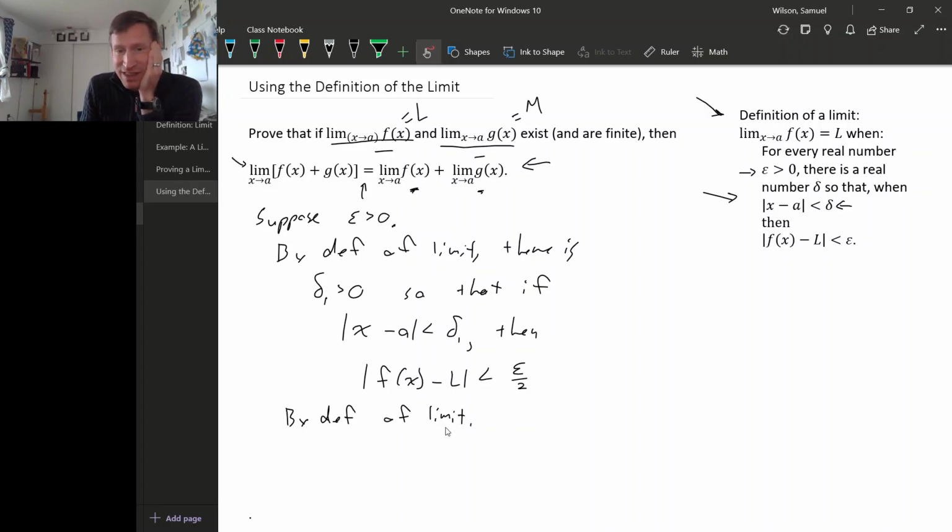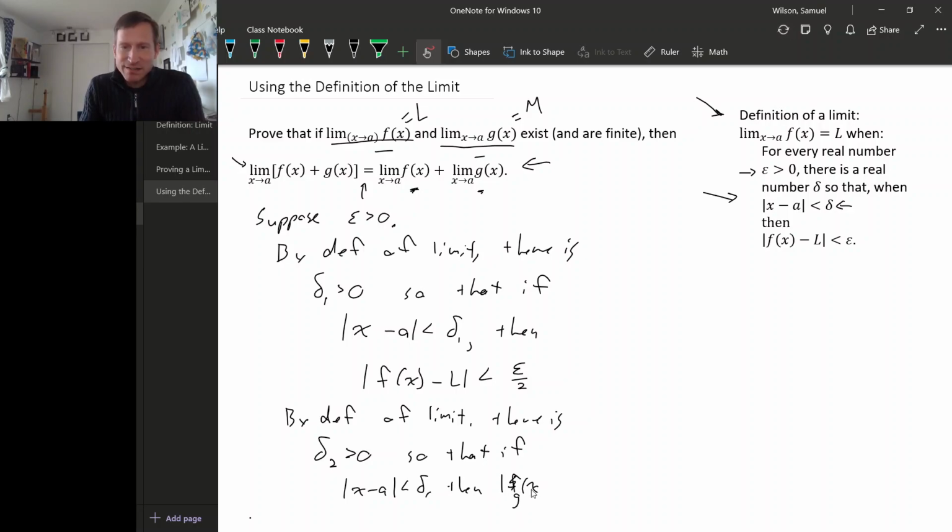Now for g, by the definition of the limit, there is a delta, which we'll call delta 2, greater than 0, so that if the absolute value of x minus a is less than delta 2, then the absolute value of g of x minus M is less than epsilon over 2. Okay, this kind of sets the stage.